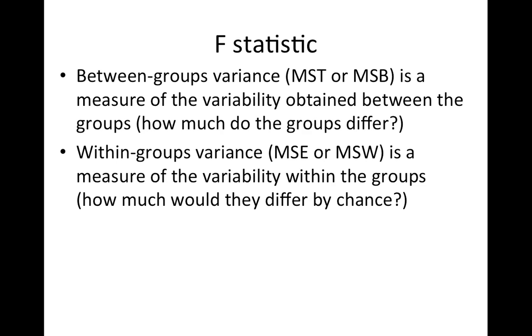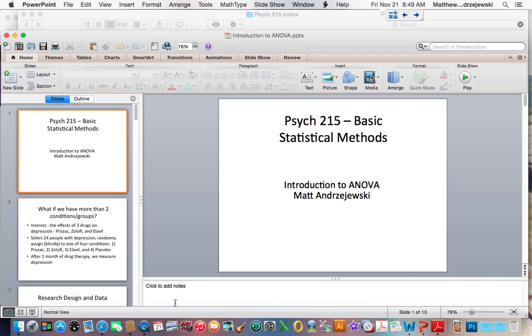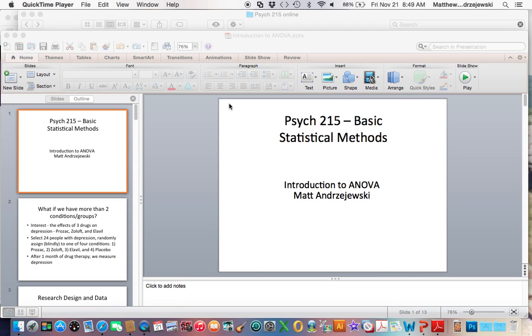Between groups variance is a measure of the variability obtained between the groups. How much do the groups differ? We answer that question with our between groups variance estimate. Within groups variance estimate is our measure of how much they would differ by chance. And this ratio is going to be distributed as an F, and we're going to be able to test hypotheses about it. All right, we'll move on to some more discussion about how we do ANOVA in the next few videos.